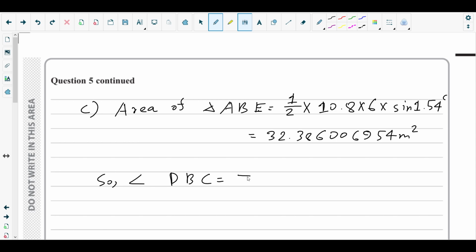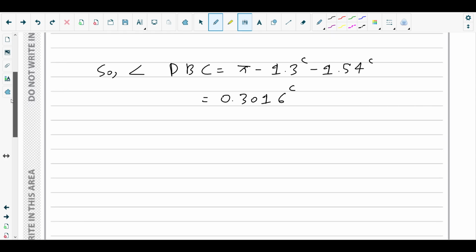This equals pi minus 1.3 radian minus 1.54 radian. So what will we get? Pi is 3.1416 minus 1.3 minus 1.54. So you will get 0.3016 radian. So we got the angle DBC.